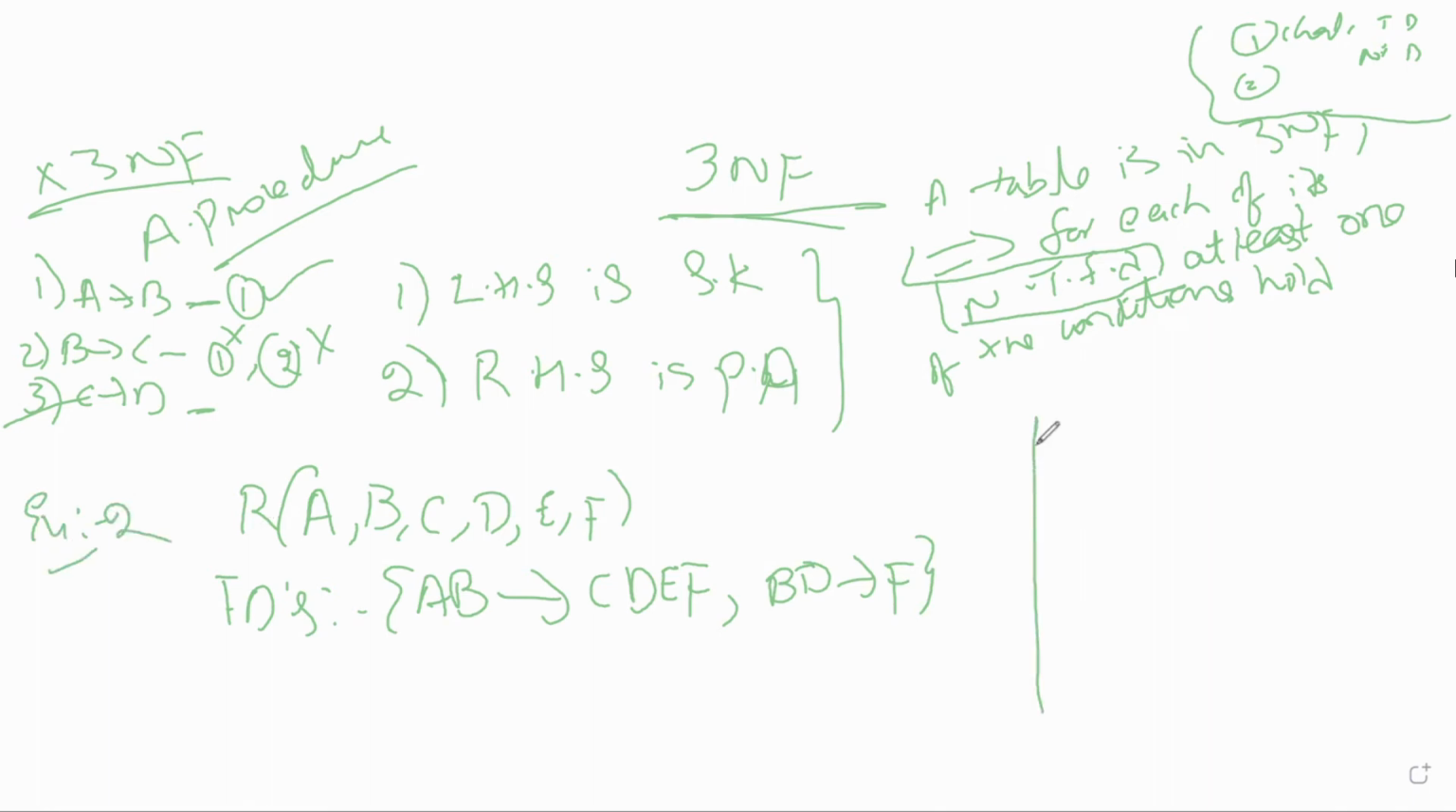So just ping me in the chat box. What are the super keys, candidate keys, prime, and non-prime attributes? If you know the procedure, then within 1 minute we can solve the examples also. If we don't know, then it takes more time. If we once know the concept, we can play with these relations.